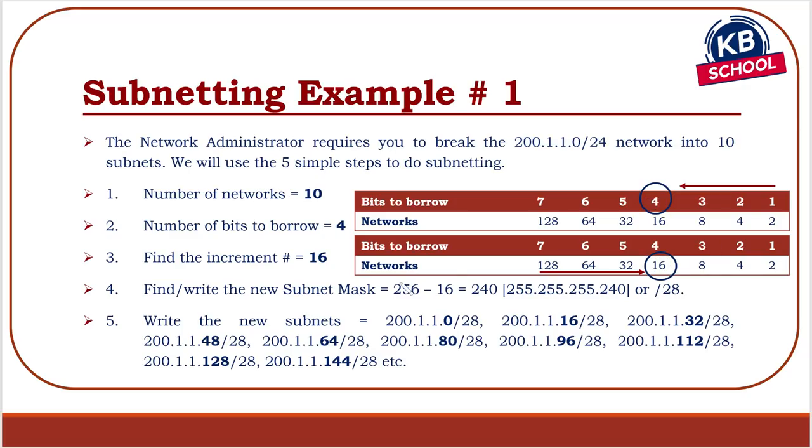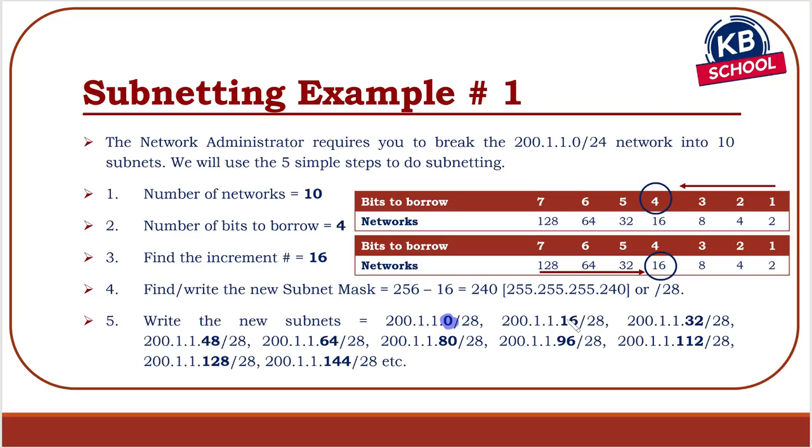Based on that, I'm going to write my new mask, 256 minus the increment, which is 16, which gives me 240. So you would write 255, 255, 255, and in the new octet that I borrowed, 240, or /28. Why /28? Started with 24, borrowed 4 bits, so it's /28. Two different ways of writing the same thing. Now my new networks start with 0.